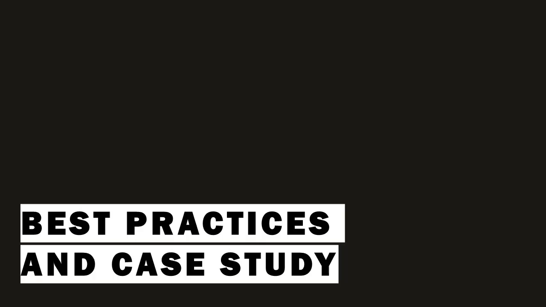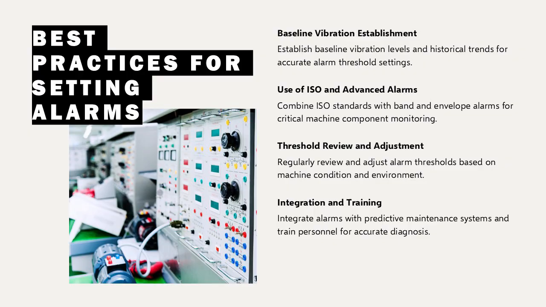Best practices for setting alarms. Case study: alarm implementation. Effective alarm management involves combining ISO standards with advanced techniques like band and envelope alarms. Start by establishing baseline vibration levels and historical trends for each machine. Use ISO guidelines for overall alarms and supplement them with band and envelope alarms for critical components.